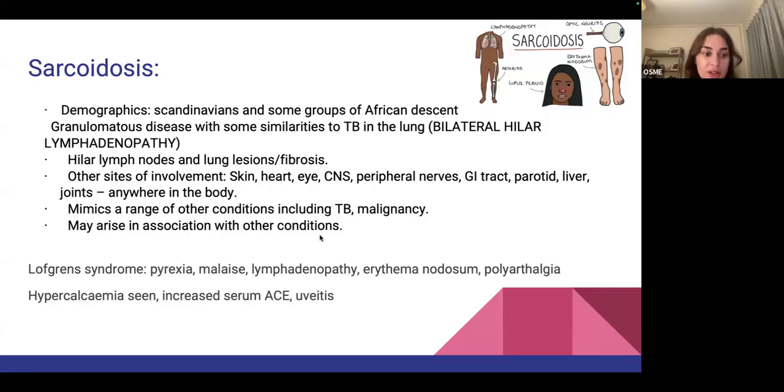And then they might present with Lofgren syndrome, which is they'll have an increased temperature, they'll just feel quite lousy. They'll have these swollen lymph nodes. They'll have erythema nodosum, which is these patchy red bumps that often present on the shins and legs, and they'll have polyarthralgia. Something that might point more towards sarcoid compared to TB is that they'll have hypercalcemia sometimes on the bloods and they'll have an increased serum ACE, but that's not routinely tested. And in terms of eye symptoms, they'll have uveitis.